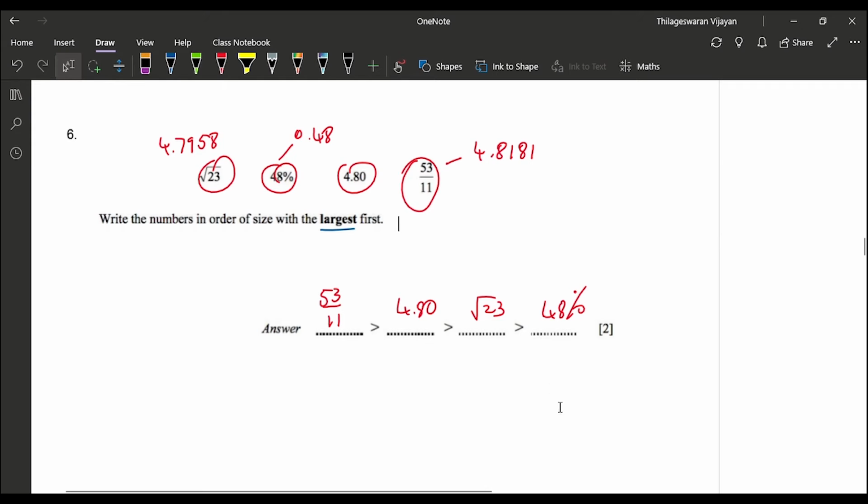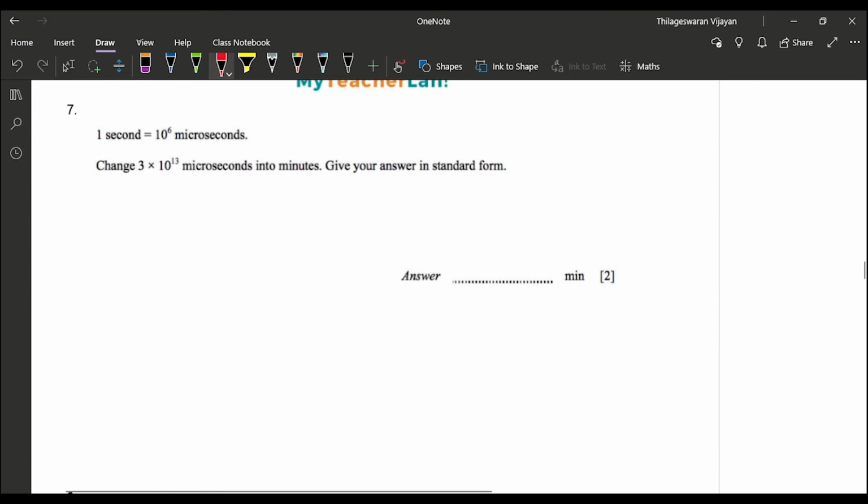Right, moving on to question number 7. So another conversion question, and finally in standard form. 1 second is equivalent to 10 to the power of 6 microseconds. Change the microseconds into minutes. Now the other thing that you need to know, this is quite simple, is 1 minute is equivalent to 60 seconds. So there's two conversions that you need to make.